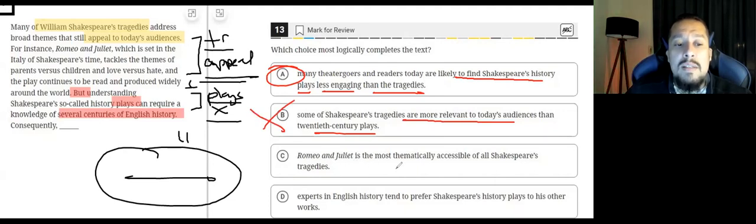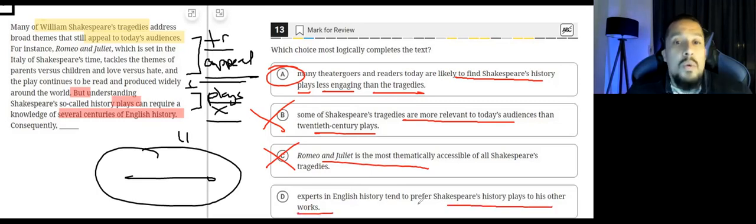C, Romeo and Juliet is most thematically accessible of all Shakespeare's tragedies. We don't know this either. We know people like the tragedies because they can relate to these tragedies. We don't know if Romeo and Juliet are the most accessible, the most comprehensible. And D, experts in English history tend to prefer Shakespeare's history plays over other works. We don't know this either, right? We don't know if experts in English history prefer his history plays or his tragedies.